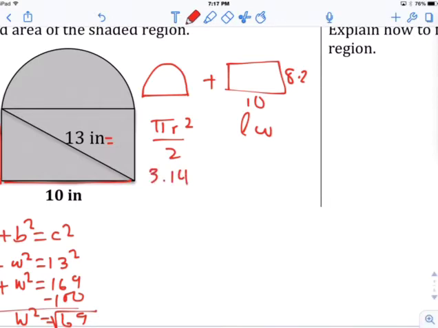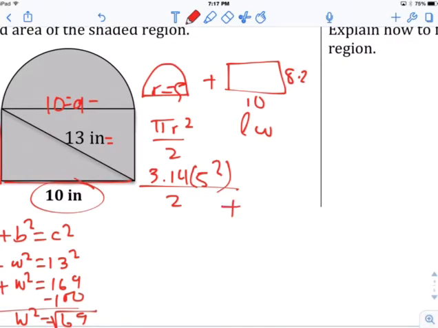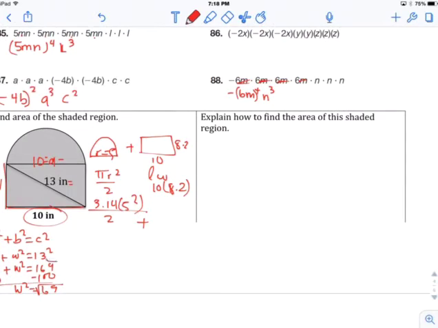3.14 times radius. The diameter is 10. So radius is 5. Put that in your calculator, get your answer. As you can see, this calculator doesn't help. Then add it to 10 times 8.2. You need to explain all this that you did here. Okay?